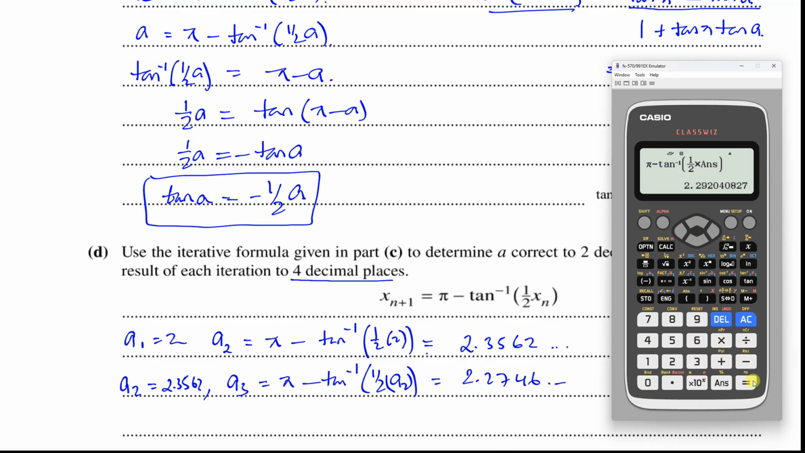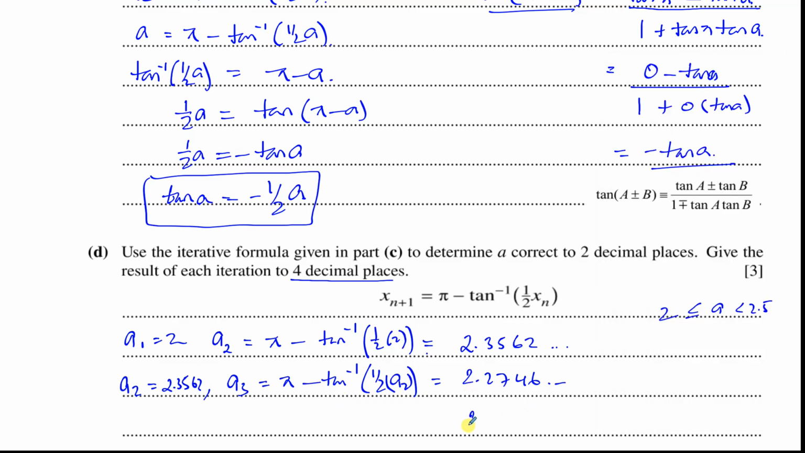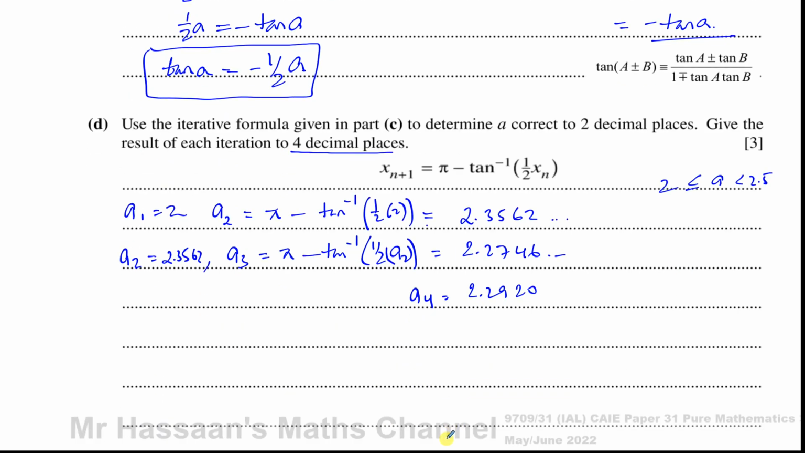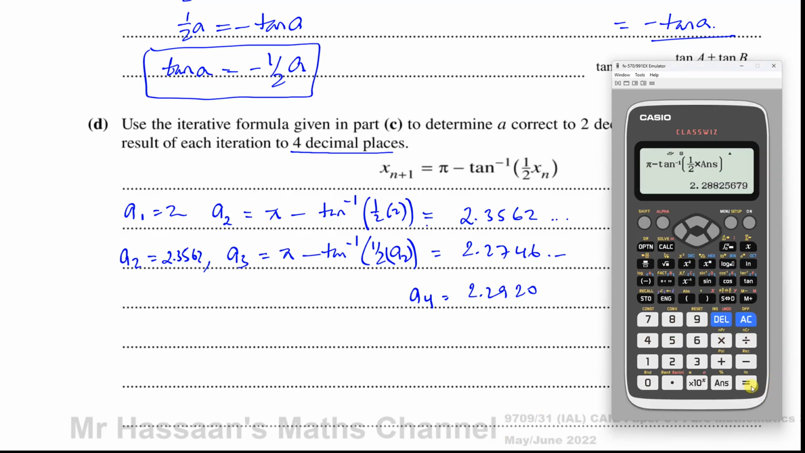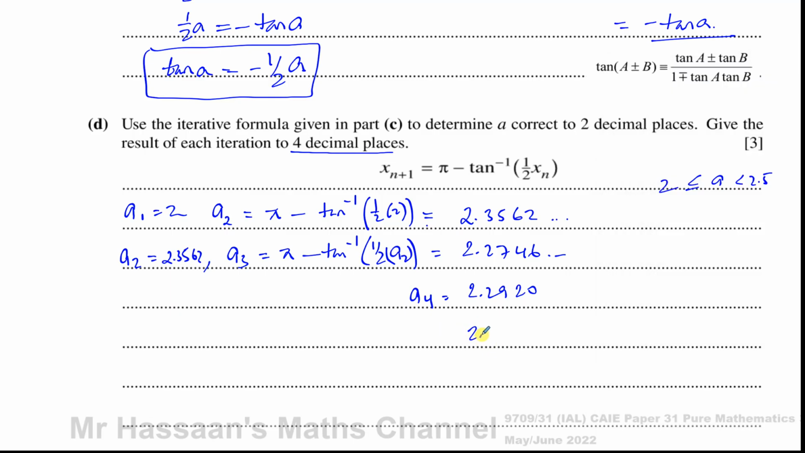So I press equals again, 2.2920. And this now is A4, sorry. That's A1, A2, A3, A4. I keep going until it settles down. So I just press equals again. That gives me 2.2883. That's the 5th iteration. Let's carry on.